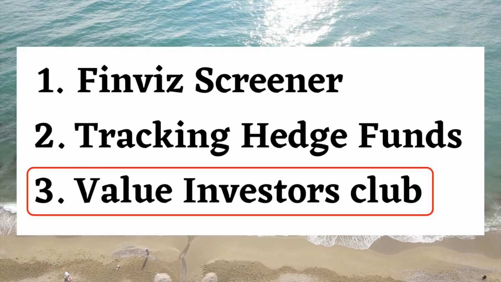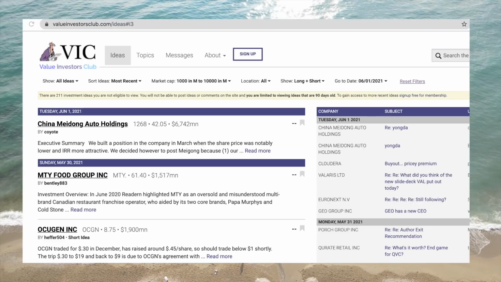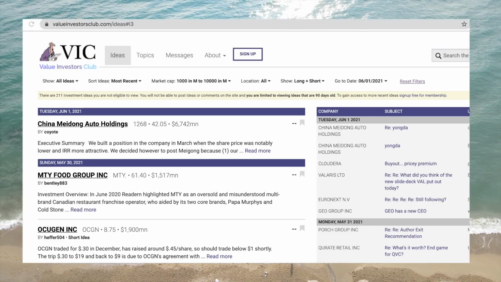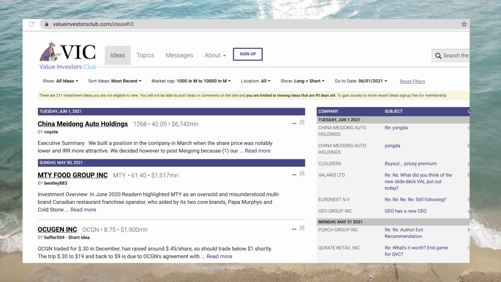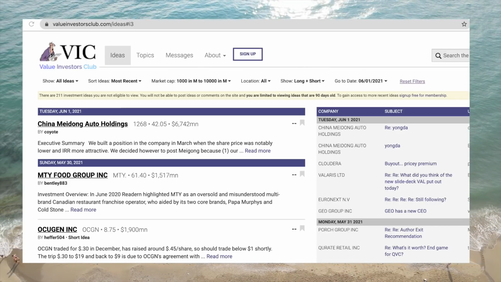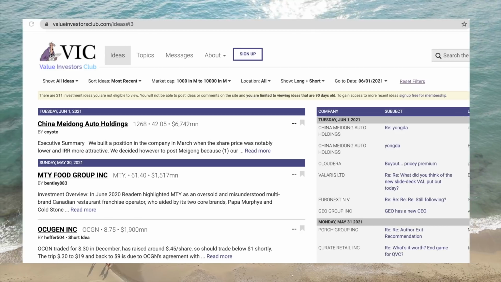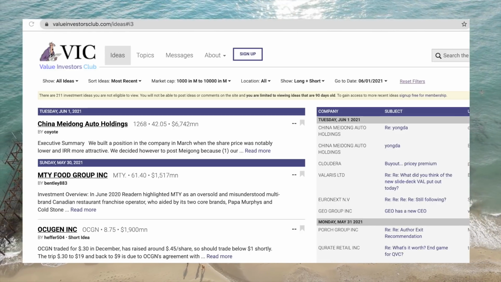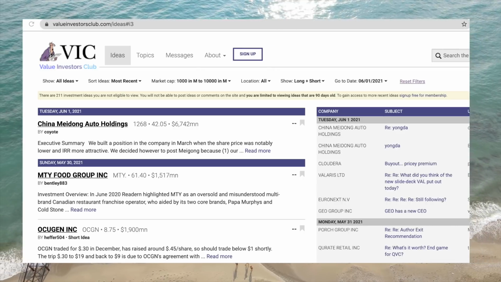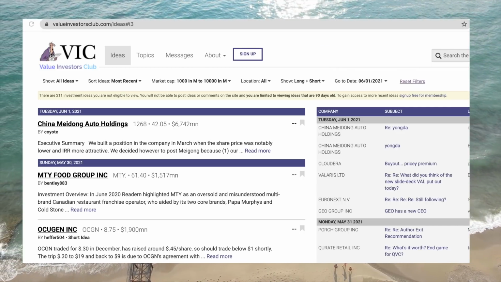Our third and final method for finding undervalued stocks is the Value Investors Club. Value Investors Club is a platform where investors post ideas for stock investment, both long and short. It's free to join and anyone can make an account. If you want to post a write-up on the website, you have to submit a sample write-up to be reviewed by the moderators. Only if it's approved can you post it to the rest of the community. They make it extremely difficult to get approval, so only top-notch investors can post. This keeps the quality of the content high.